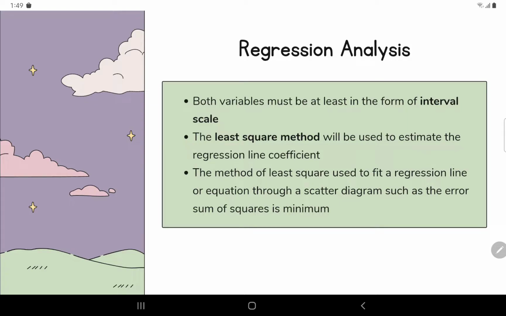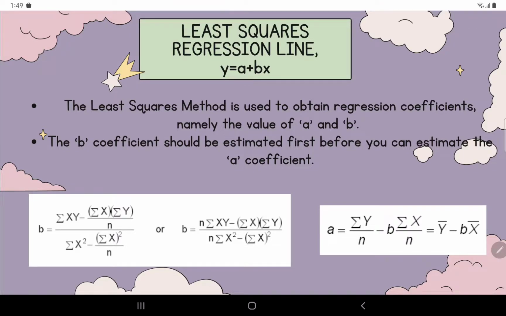We use this method, the least square method, to fit a regression line or equation through a scatter diagram, such that the error sum of squares is minimum. The least square regression line of y on x for a set of data is in the form of y equal to a plus bx, as I mentioned before. By using this method, the best fitting regression line is the line where the sum of square deviations between the estimated and actual values of the dependent variable for the sample data is minimized.